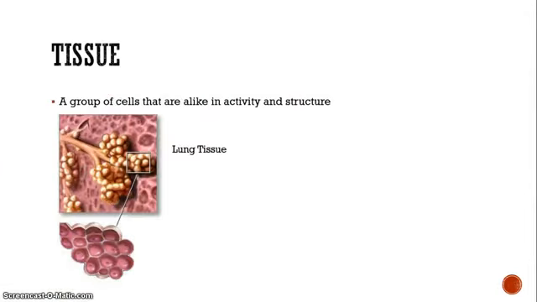A specialized group of cells that are organized to perform a specific function are called tissues. A tissue could also be defined as a group of cells that are alike in activity and structure. The primary types of tissues are epithelial, connective, muscle, and nervous, and we will talk more about those later. Here you see an example of lung tissue.